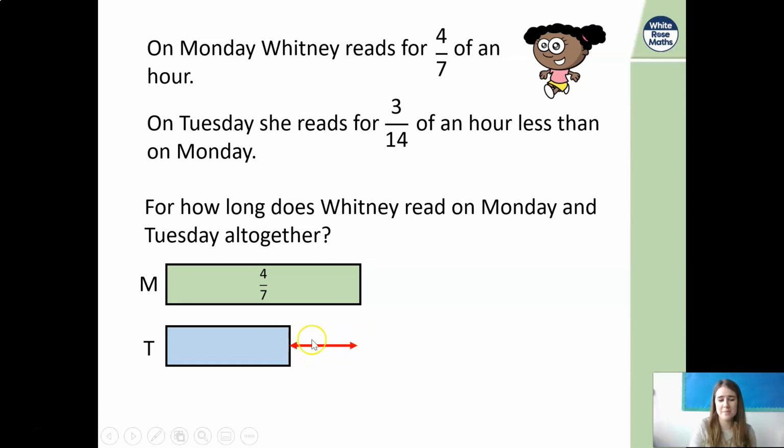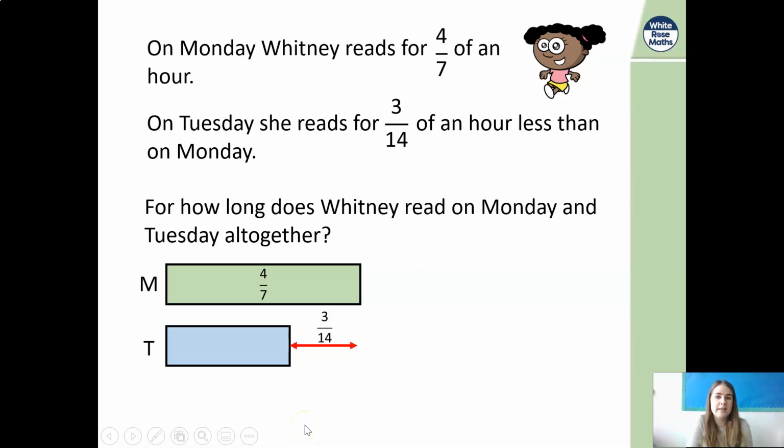So the difference between these two numbers, between what she read on Monday and what she read on Tuesday, is 3/14, because it tells us how much less she reads. So we know the difference there is 3/14. Now, we've already identified that we're subtracting something here because we need to find out how much it was on Tuesday. But what do you notice about my two fractions?